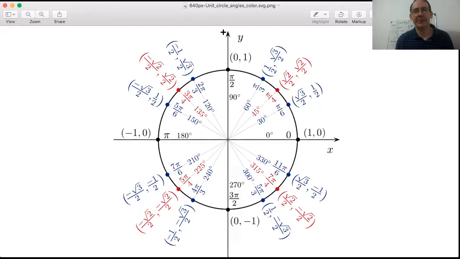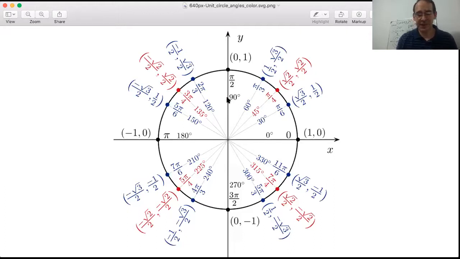1 pi half is your 90, 2 pi halves, the 2's cancel, gives you pi. 3 pi halves, that's your 270. 4 pi halves, that's your 2 pi. So you really have to be good with fractions, which is probably why a lot of people don't really like the radians. Now, deal with 30 degrees. Well, 30 degrees is a third of 90. So if you take a third of pi halves, you get pi sixths.